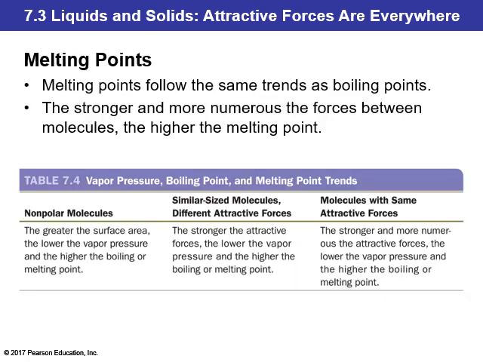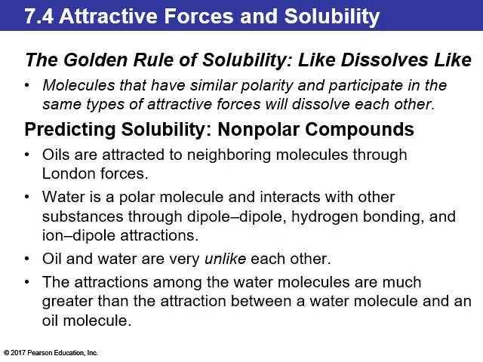Melting point, we see the same thing with melting point. Melting points follow the same trend as boiling points. The stronger and more numerous the attractive forces, the higher the melting point, the more energy it takes to melt that material. Attractive forces also control our solubility of materials. They determine what material is going to dissolve in what other material. The golden rule of solubility is like dissolves like. Molecules that have similar polarity and participate in the same types of attractive forces will prefer to dissolve with one another. They will have similar interactions and they will mix together very well.